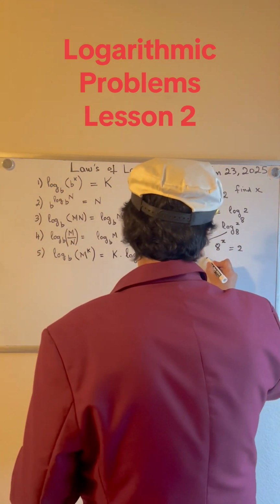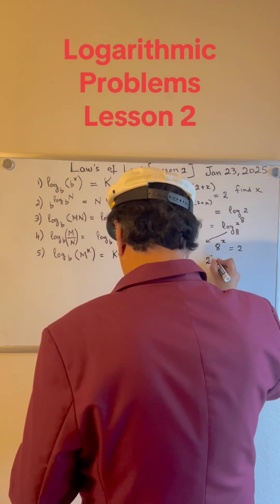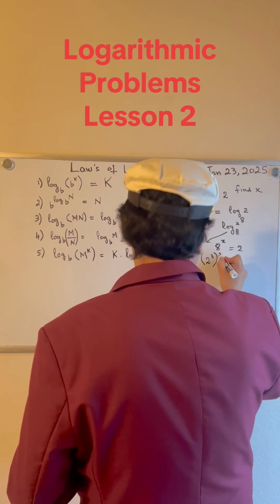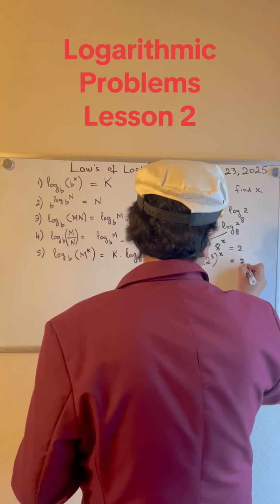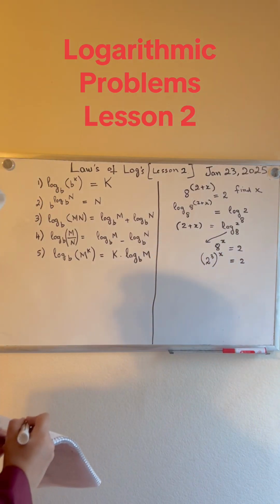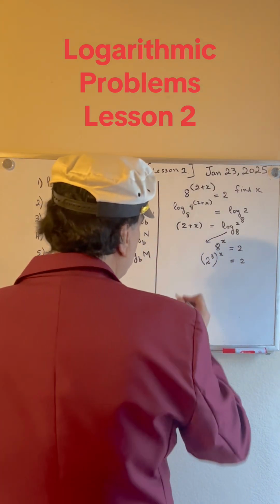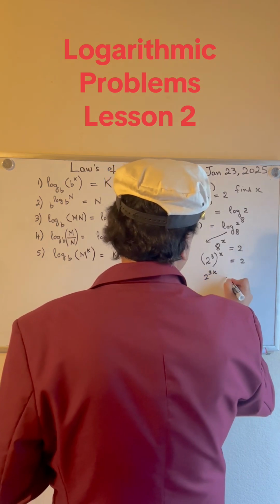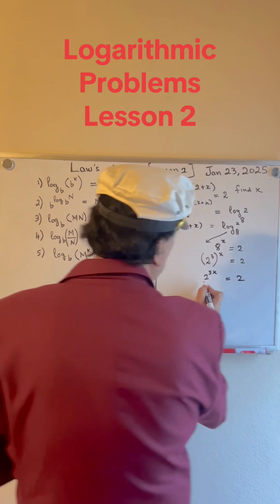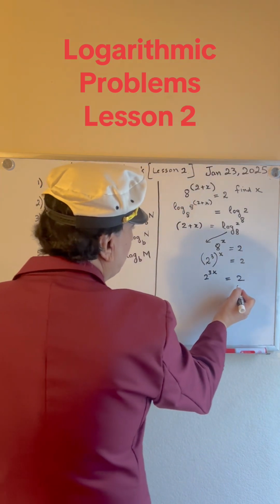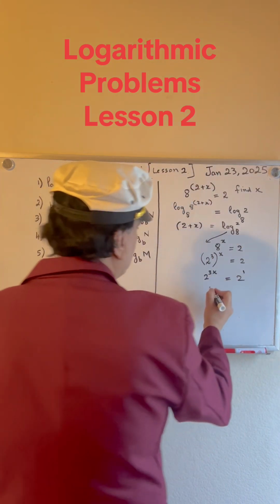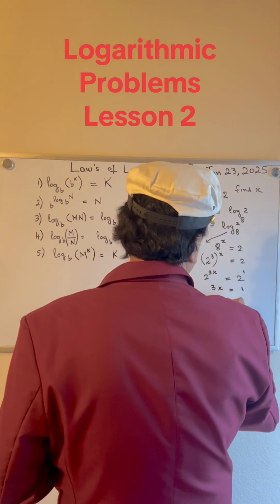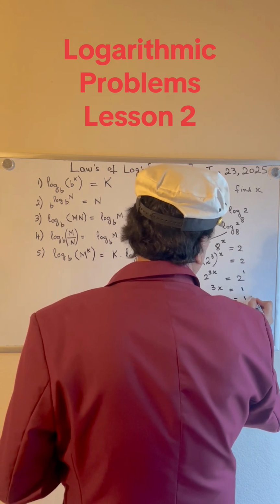Then I can write this as 2 raised to power 3x, I'm just doing some algebra, is equal to 2. Now the bases are the same. There is an implicit raised to power 1. So I can write this as 3x is equal to 1, or I can say x is equal to 1 over 3.